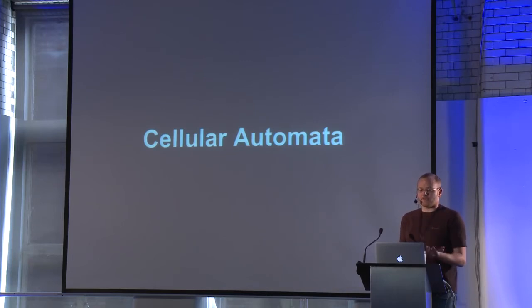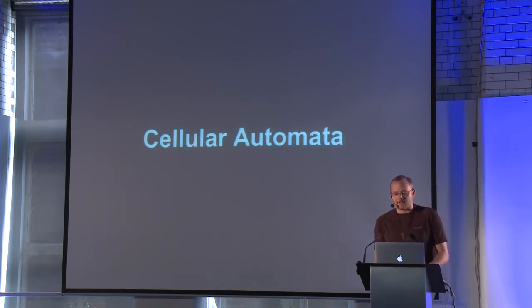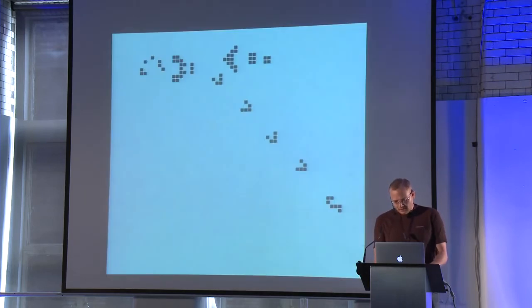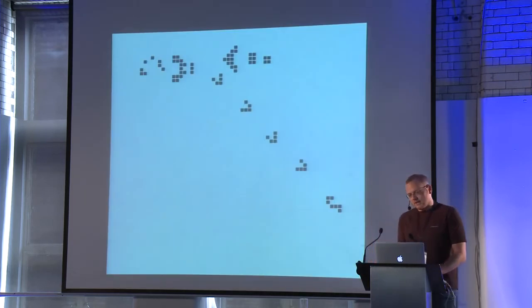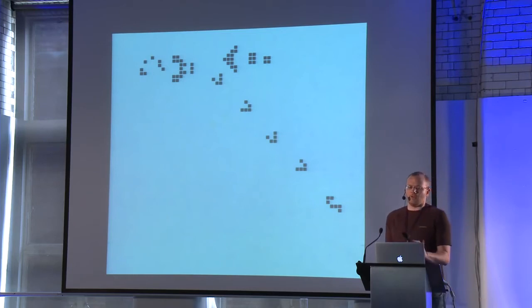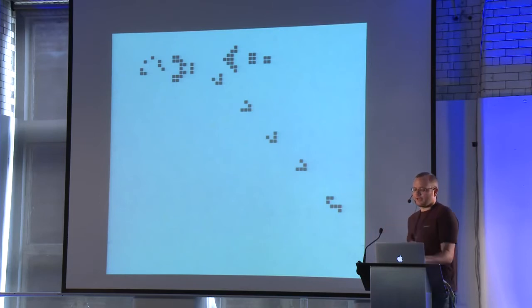So cellular automata are, I like to think of them as toy universes, and in particular, you'll see why that's not a ridiculous analogy. The most famous example is the Game of Life by Conway. I hope you've seen this before. If not, have a look at it. The thing I've showed here is a so-called glider gun.